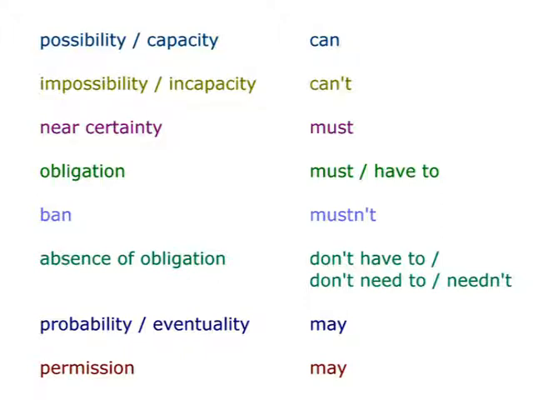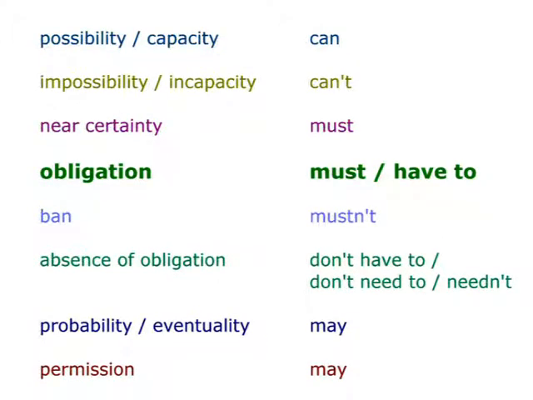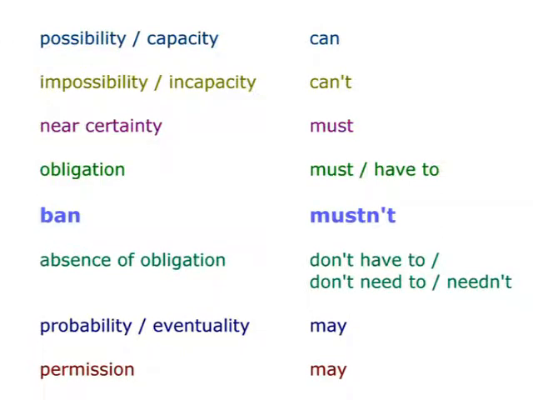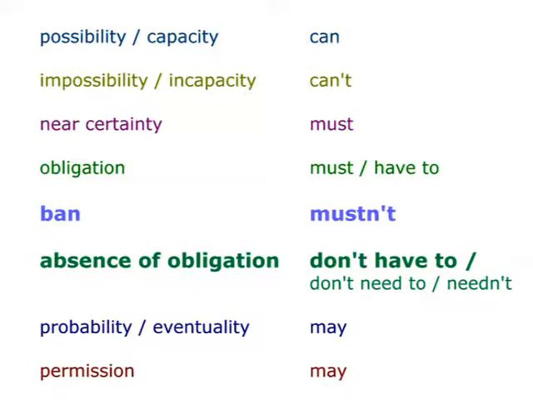Dans ce tableau, on voit que must and have to sont synonymes dans les phrases affirmatives, mais il n'en est pas de même dans les phrases négatives. Dans ces dernières, mustn't exprime l'interdiction, a ban, and don't have to exprime l'absence d'obligation.